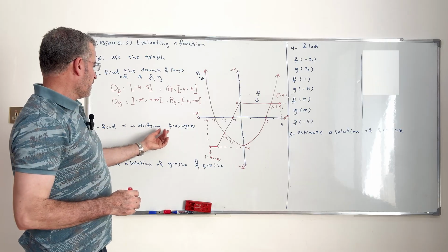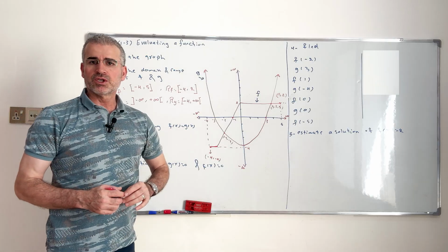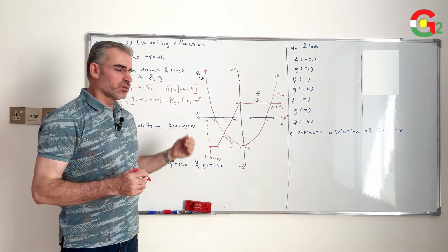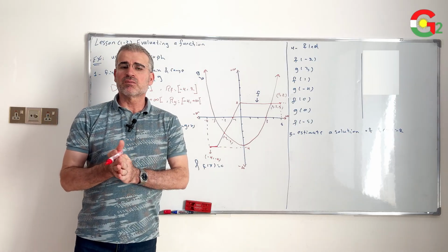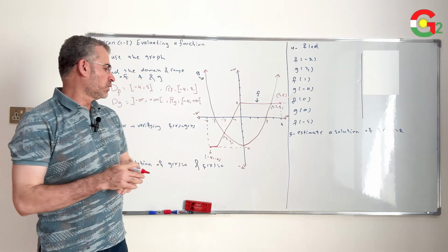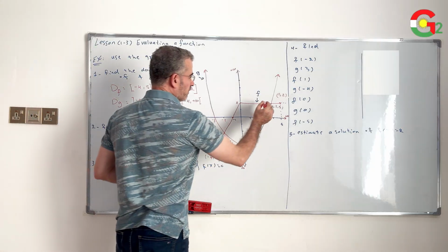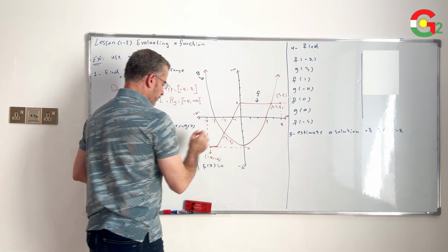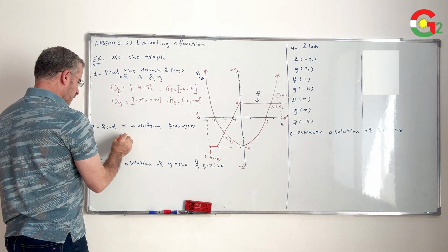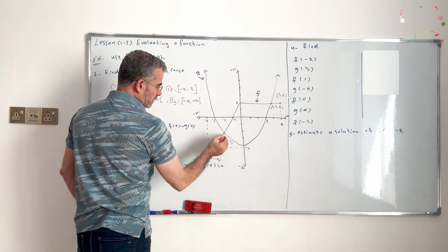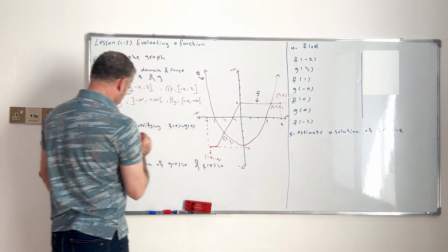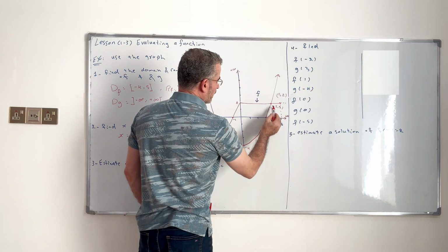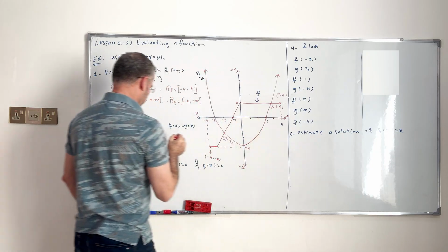Find x verifying f of x equals g of x. We know that when we set f of x equal to g of x, this gives the points of intersection of the two functions. The points of intersection, as we see, are 2 points only. The x coordinate of this point is x equals negative 2, and the x coordinate of this point is 3.5.